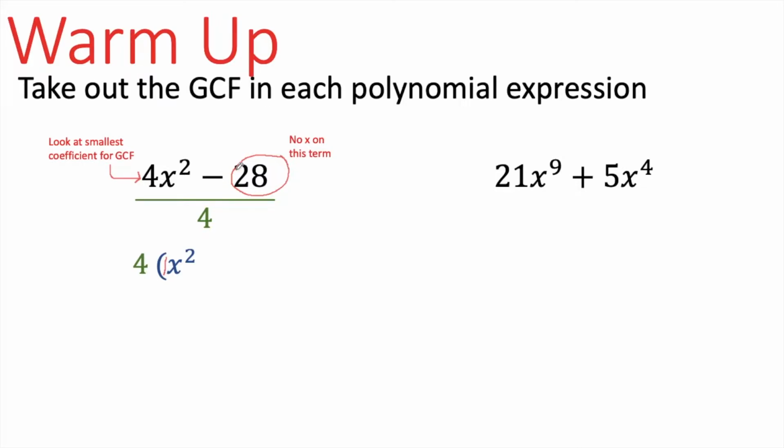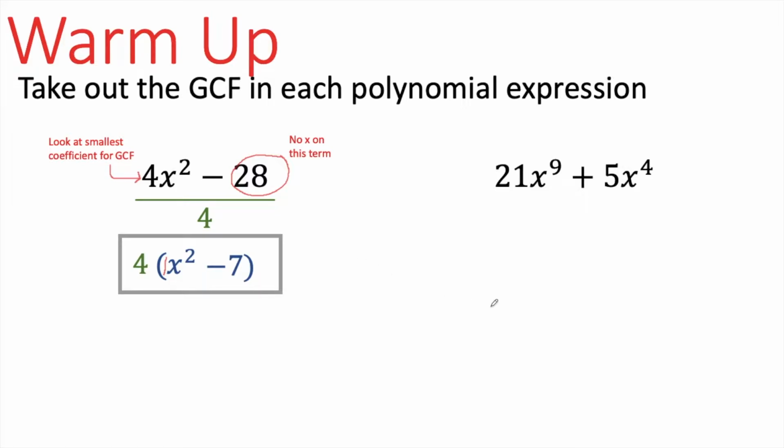Next, we have a negative 28 because there's a minus sign in front. So negative 28 divided by 4 is going to leave us with negative 7. So our equivalent expression after taking out a GCF is 4 times x squared minus 7. So that's your final answer.